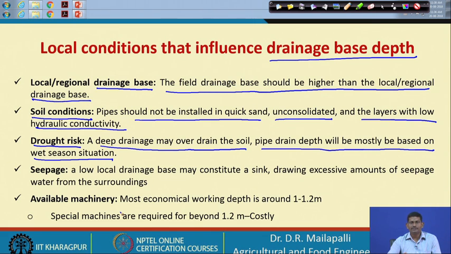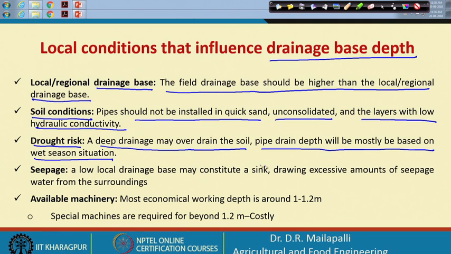The extra water will be drained out very fast, and the soil will be in an unsaturated condition, and the water will not be available for the plant. So, that is why, in order to avoid the drought risk, the installation should be practiced during the wet season situation, so that we know exactly where the water table will be.